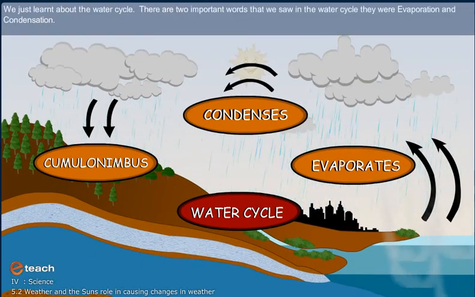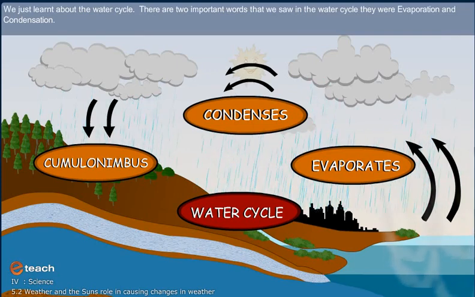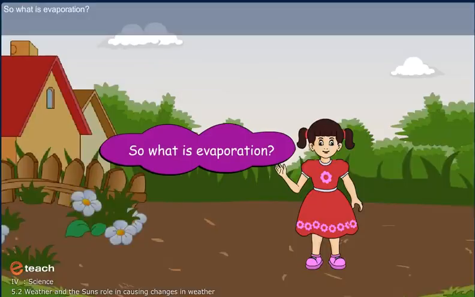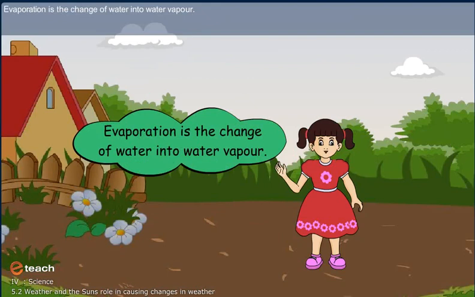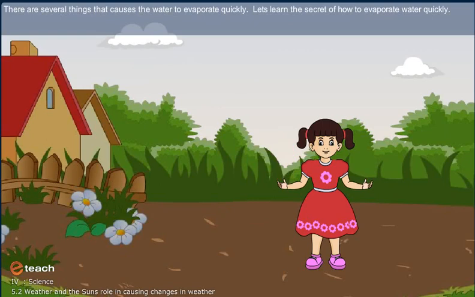We just learned about the water cycle. There are two important words that we saw in the water cycle. They were evaporation and condensation. So, what is evaporation? Evaporation is the change of water into water vapor. There are several things that cause the water to evaporate quickly. Let's learn the secret of how to evaporate water quickly.